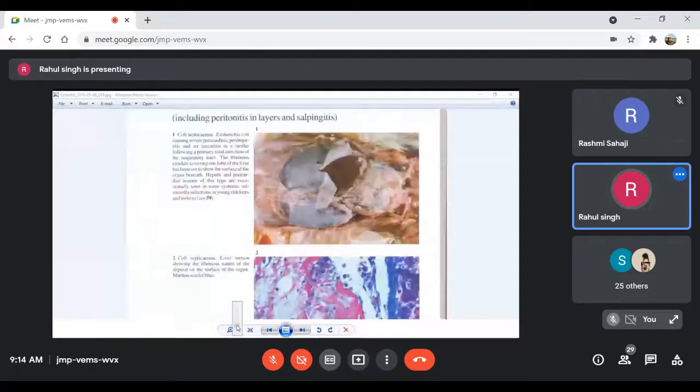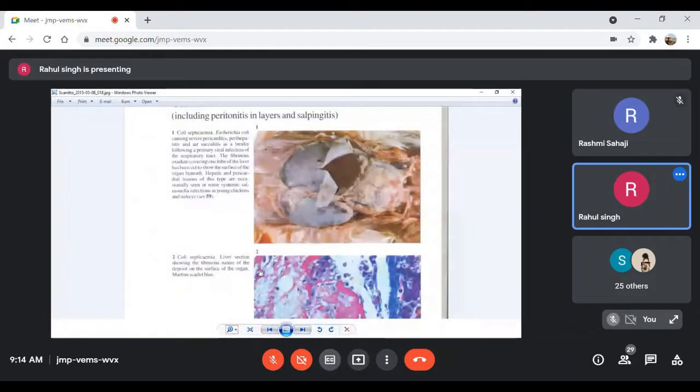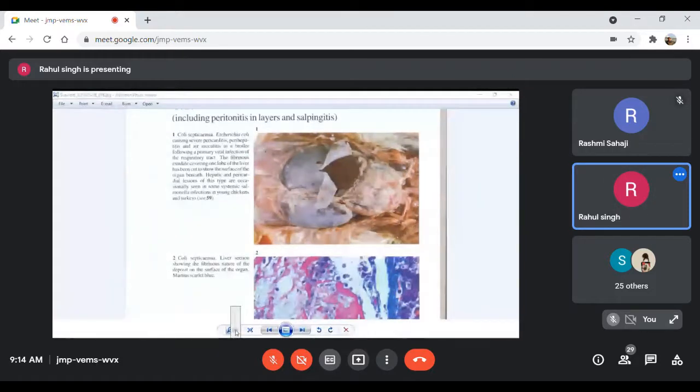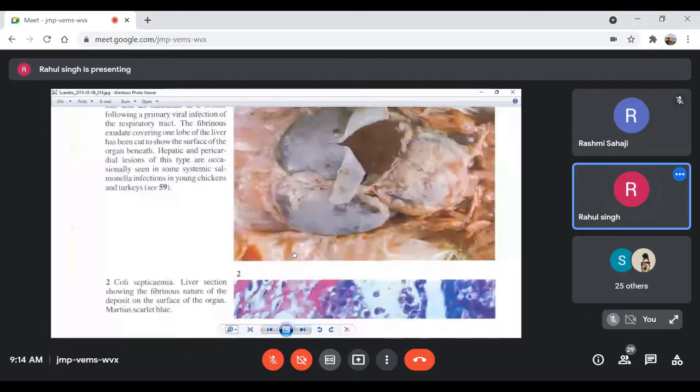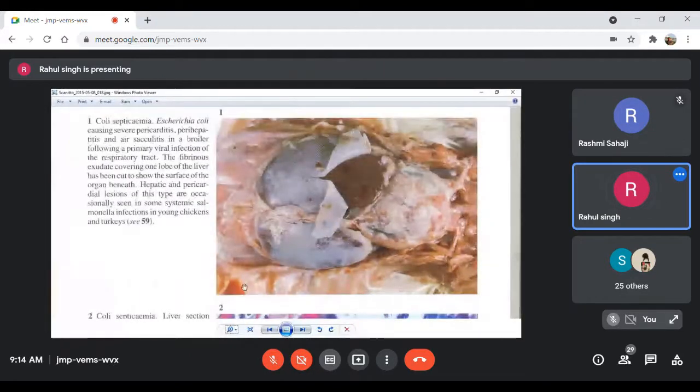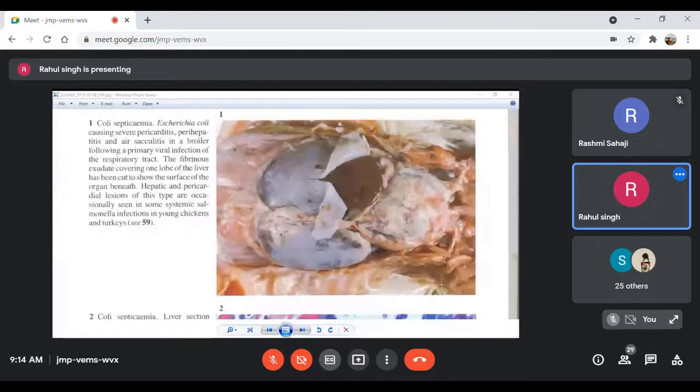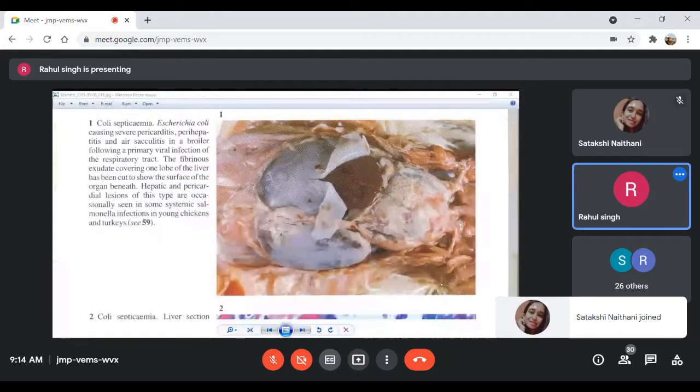Now these are the gross observations in colibacillosis, colisepticemia, E. coli. It should be visible, I guess. Let me see. Yes, it is visible. Now this is another bird.